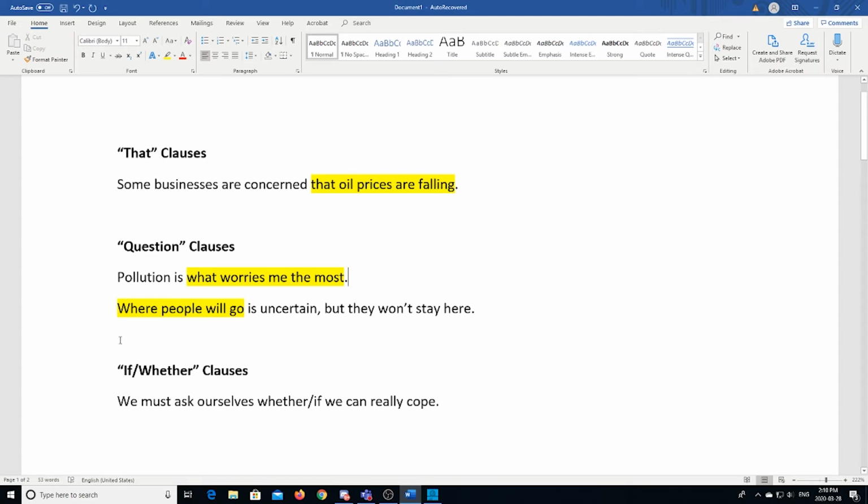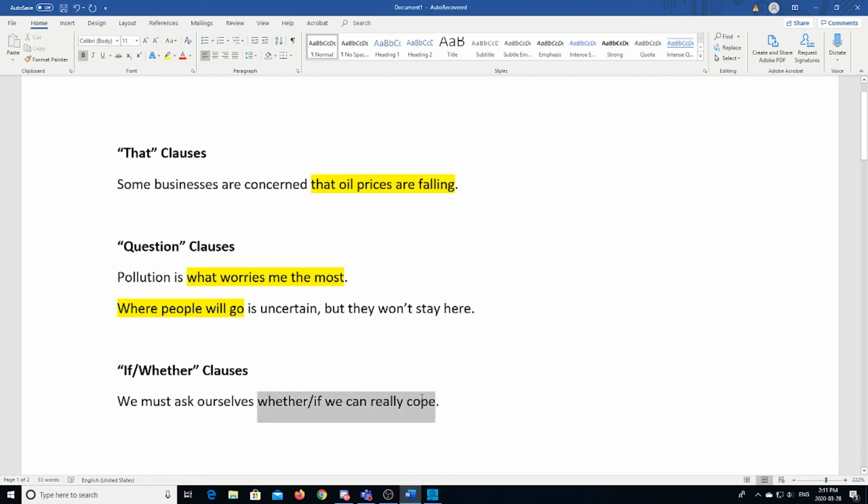The final type of nominal clause we're going to talk about is if-whether clauses. And these are similar to question clauses in the fact that they are presenting a question, but the main difference here is that they don't answer the question and they are presenting a yes or no choice rather than an open-ended question. So when we look at this with this statement, we have our nominal clause at the end here.